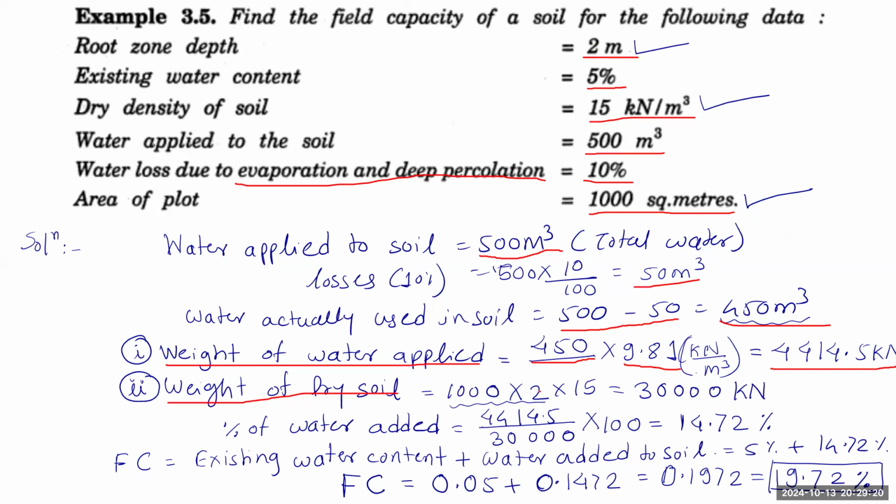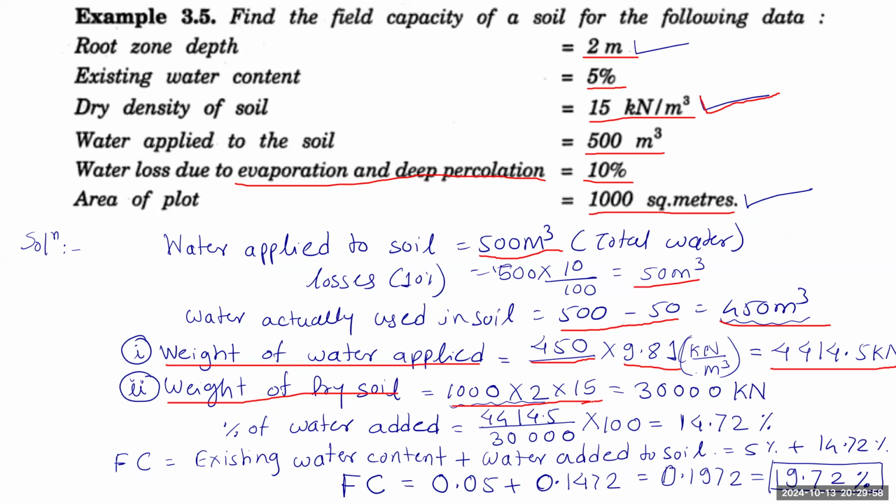And it is multiplied with 15. What is 15? It is the dry density of soil, 15 kilonewton per meter cube. So the volume is 2000 meter cube and the dry density of soil is 15 kilonewton per meter cube. For 1 meter cube, dry density is 15 kilonewton. So what is the weight of dry soil? It is 1000 into 2 into 15, that is equal to 30,000 kilonewton.